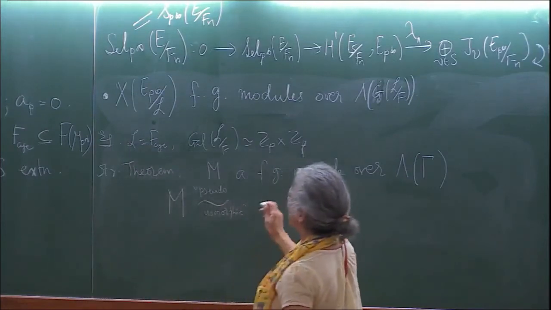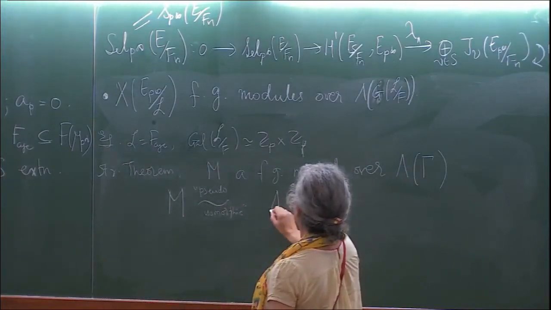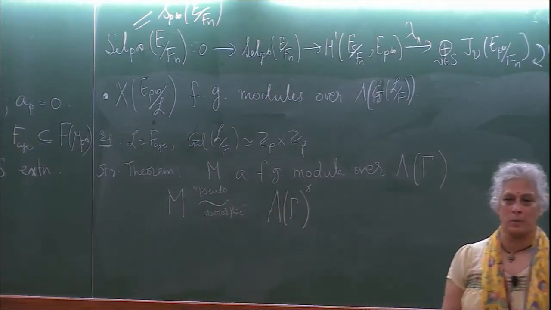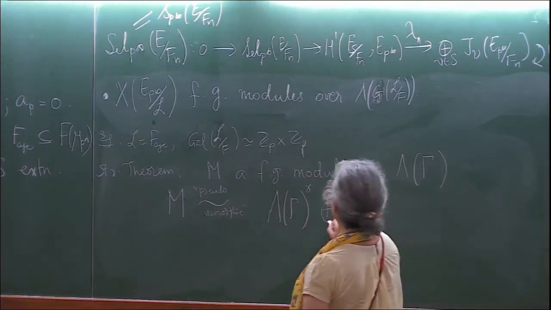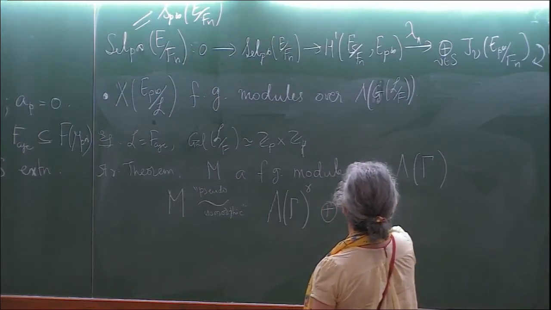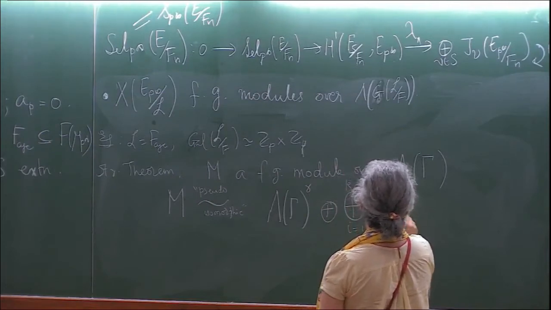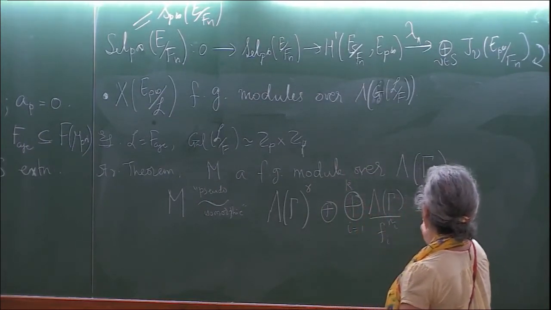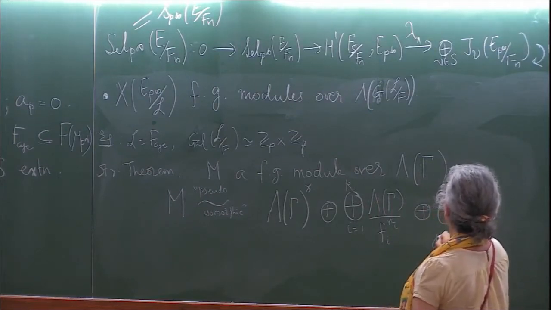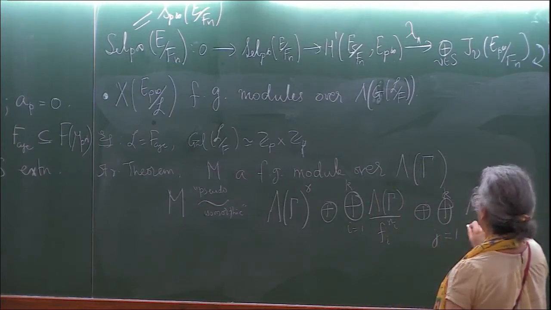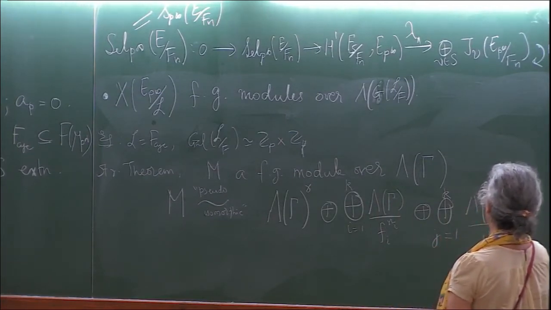To certain copies of the free module, Lambda of Gamma to the rank. This is called the rank of the module. Direct sum, Lambda of Gamma, i equals 1 to k, say, Lambda of Gamma mod f_i to the power n_i. I'll write what these f_i's are. Direct sum, certain copies of Lambda of Gamma mod p to the power m_j.